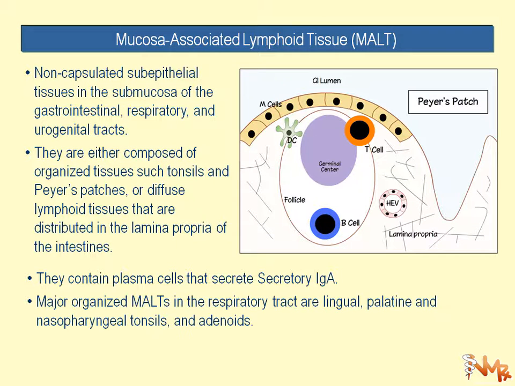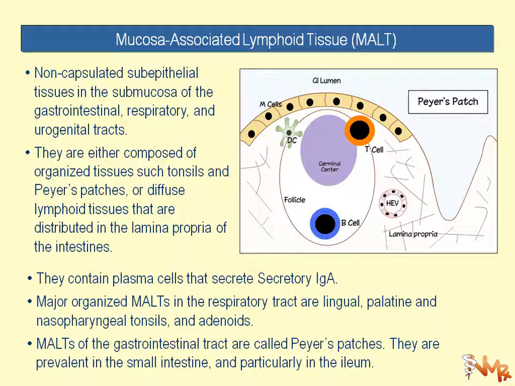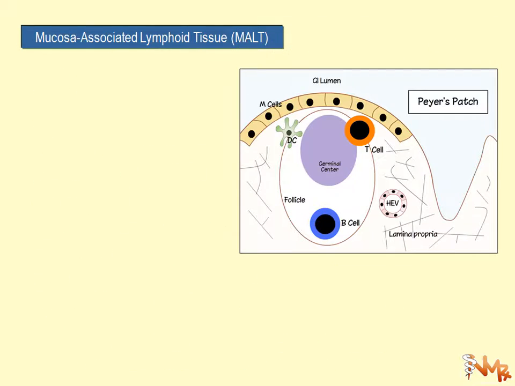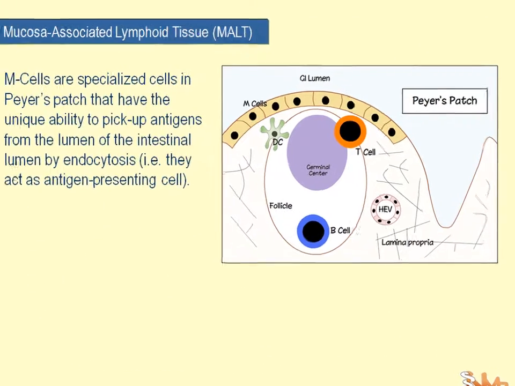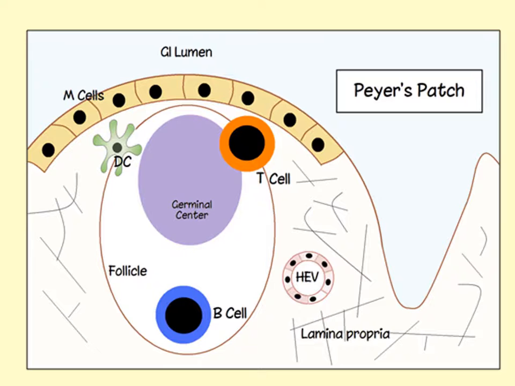Major organized MALTs in the respiratory tract are lingual, palatine, and nasopharyngeal tonsils and adenoids. MALTs of the GI are called Peyer's patches. They are prevalent in the small intestine. So which part of the small intestine has the highest number of the Peyer's patches? Jejunum. Ileum.